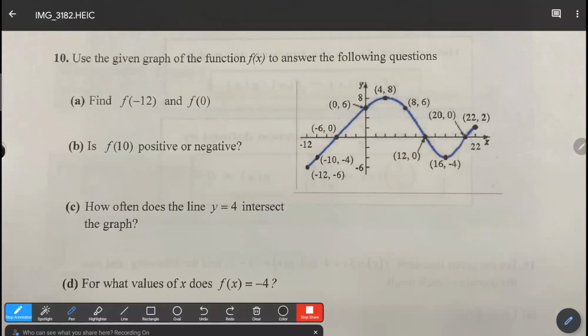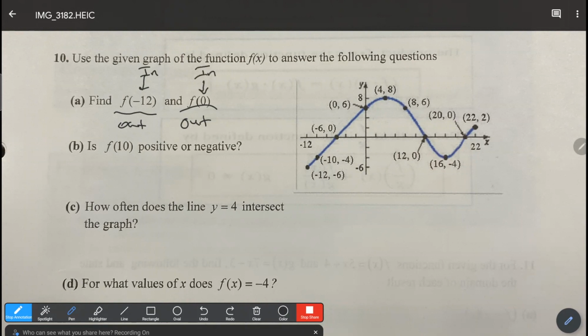All right, use the given graph of the function f of x to answer the following questions. Find f of negative 12 and f of 0. We're trying to find what the output is when your input is negative 12, and you're trying to find the output when your input is 0.